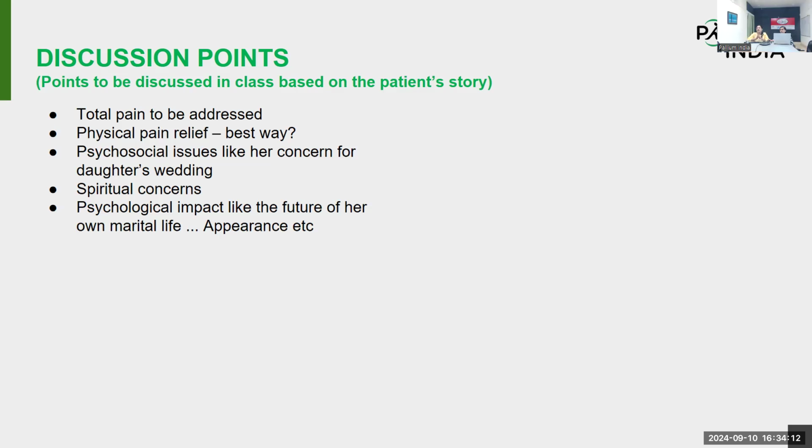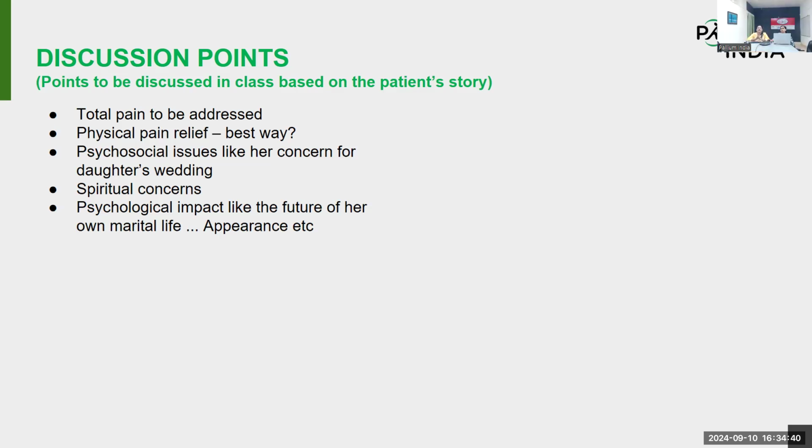Thank you. I just wanted to bring in one more point. The maximum dose of tramadol is 400 milligram per day. What is the maximum dose of morphine that can be given to a patient? Maximum dose 5 milligram.